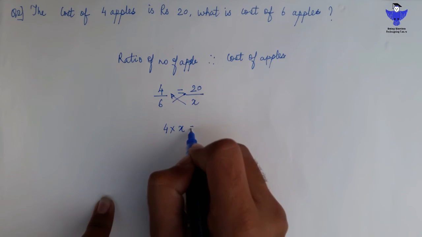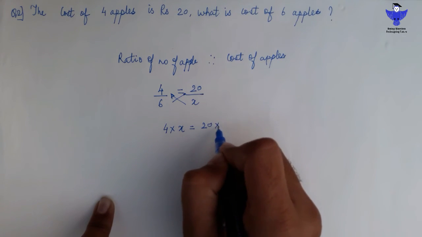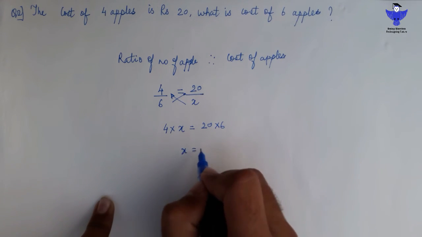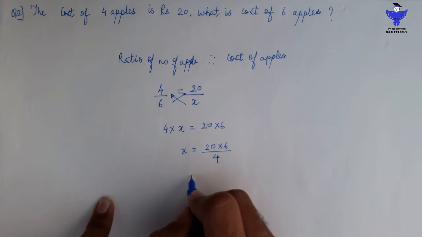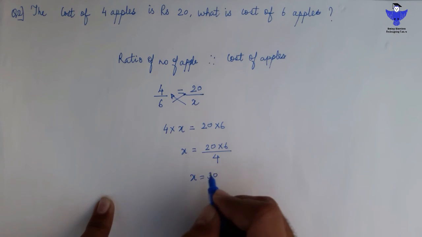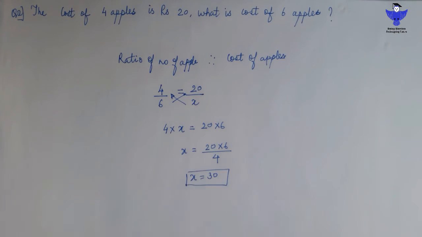4 multiplied by x equals 20 multiplied by 6. So here x equals 20 multiplied by 6 divided by 4. The value will be 30. So here the cost of 6 apples is rupees 30.